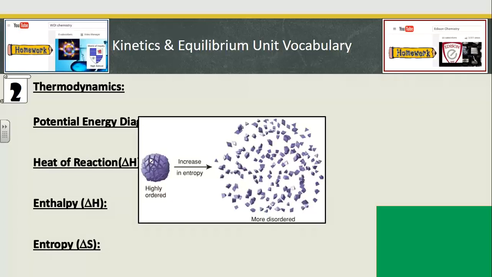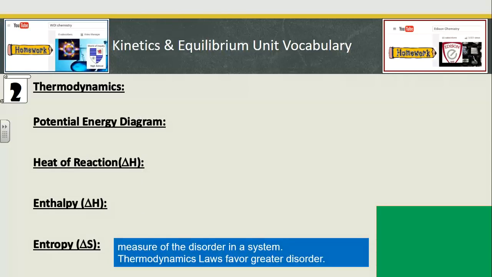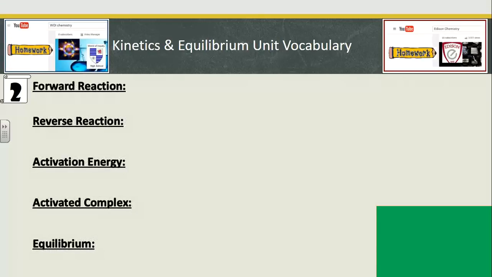Entropy, randomness and disorder. On the left, we have a highly ordered sphere of particles. An increase in entropy makes more disorder. So it's a measure of the disorder in a system. Thermodynamics laws favor greater disorder. So reactions that produce gases or more disorder are favored by the laws of thermodynamics.